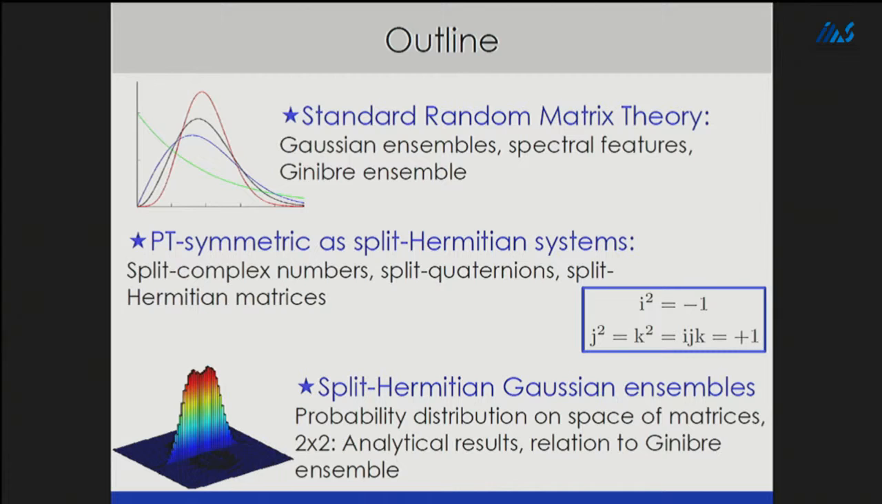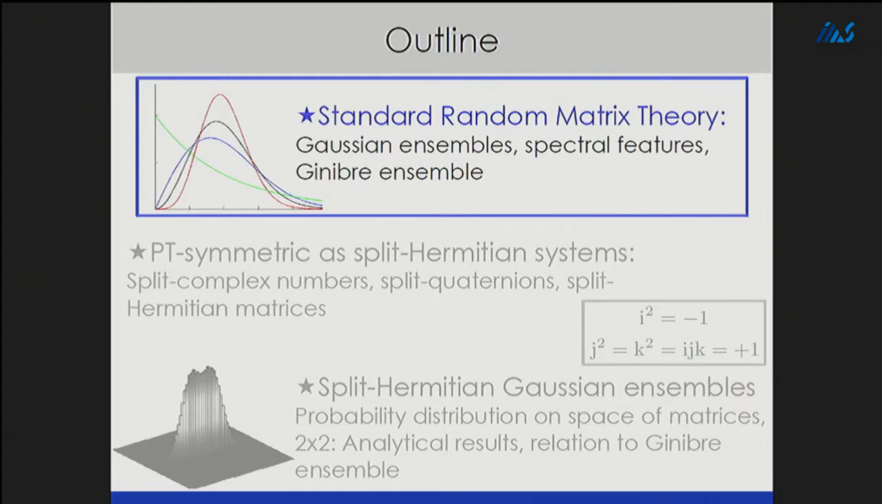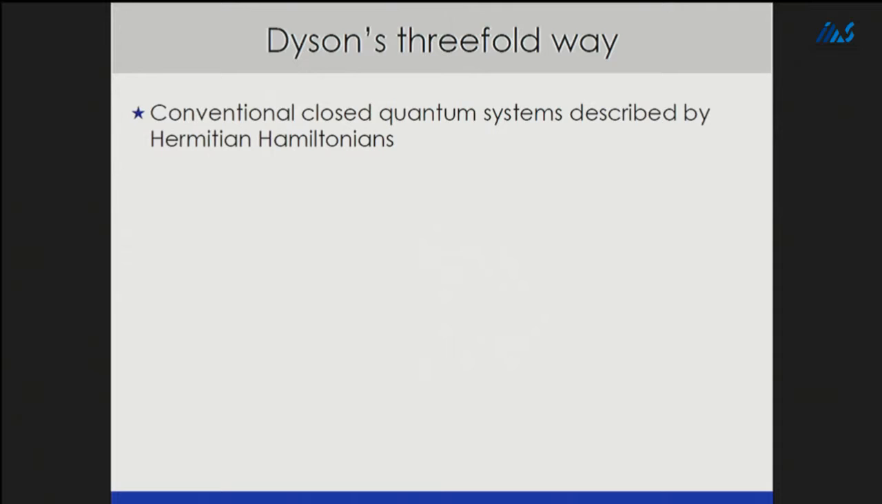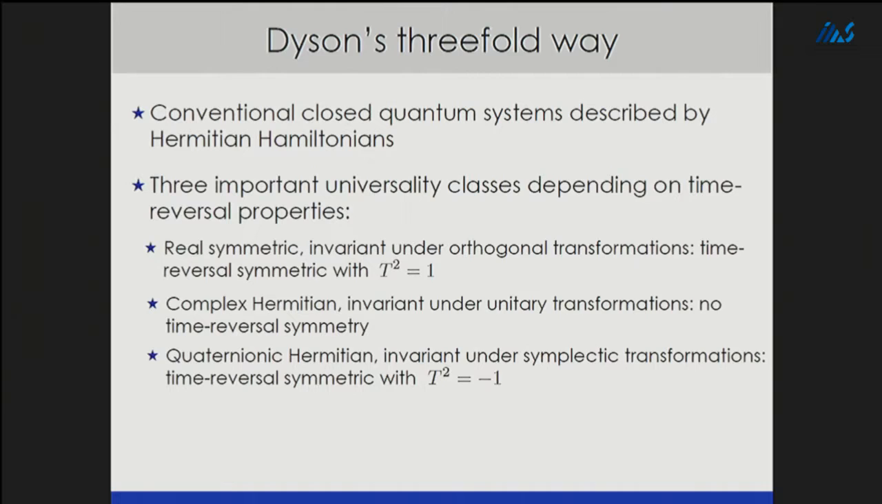Okay, so let's start out with some standard random matrix theory. I've been mentioning what we call Dyson's threefold way. In conventional quantum systems, of course, we have the Hamiltonian being Hermitian and having real eigenvalues. And it turns out that there are three different classes of symmetries, which are deeply related to the time reversal symmetries of the system we look at. With these three classes, if you have real symmetric matrices, these represent systems which are invariant under orthogonal transformations, of course, and that's related to systems which have a standard time reversal symmetry where T squared equals 1.